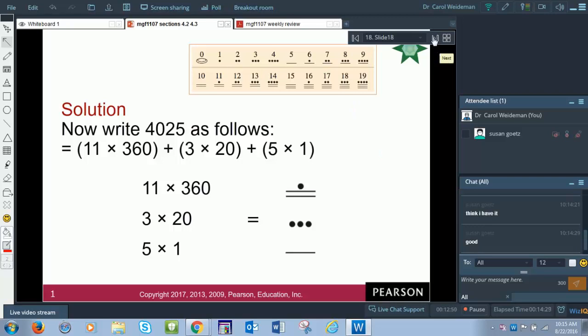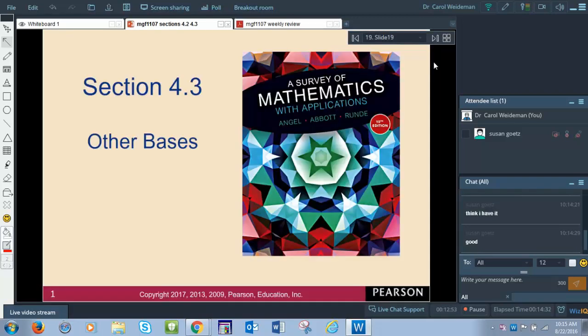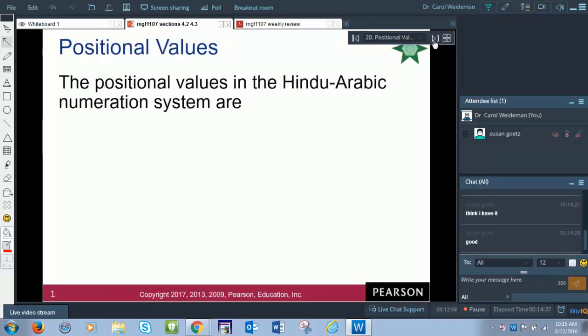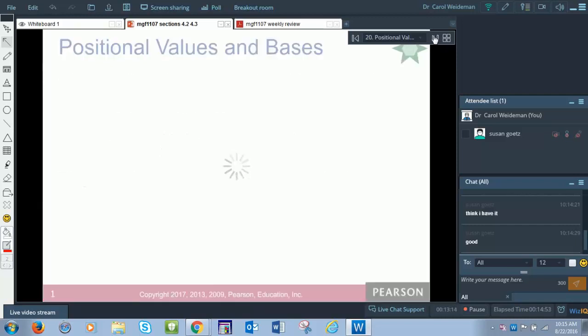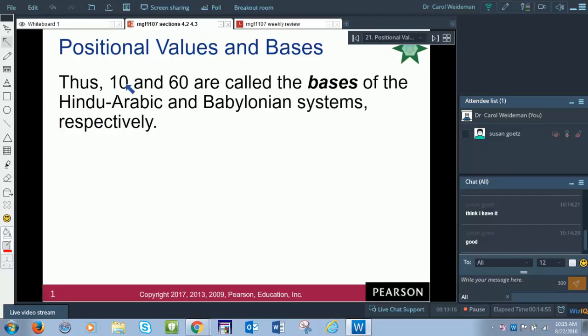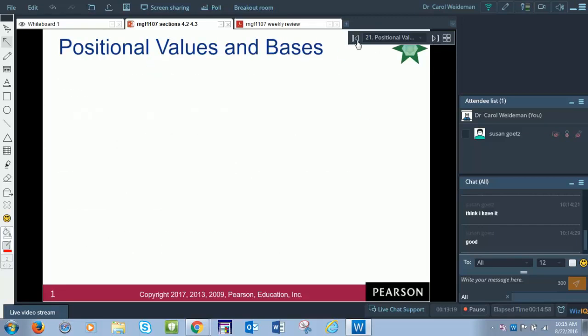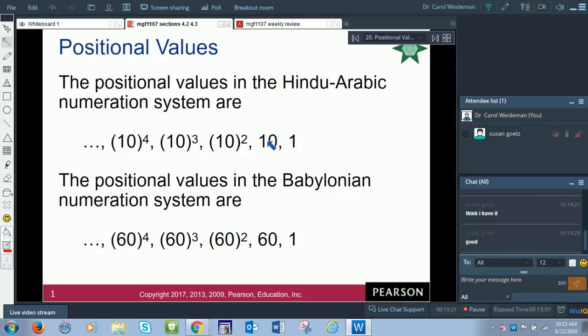Okay, all right. So let's go on to the next section, which is other bases. We kind of touched on this with what we just did, but sometimes we want to write numbers in other bases. Let's talk about the positional values in our system. If you remember, they were 1, 10, 100, 1,000, 10,000. Positional values in the Babylonian were 1, 60, 60 squared, 60 cubed, 60 to the 4th, and so forth. The 10 and the 60 are called the bases, and the reason is they determine the value of the position.